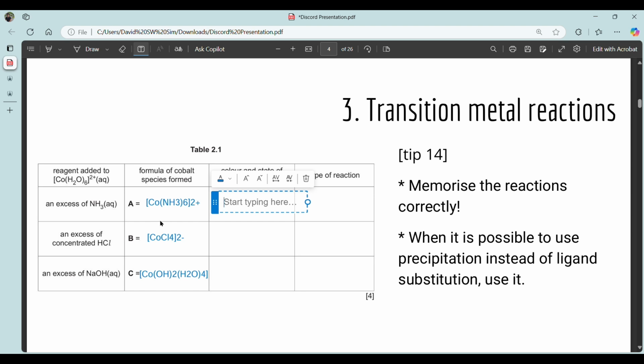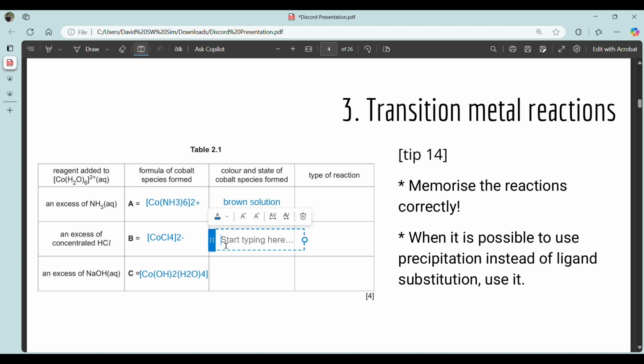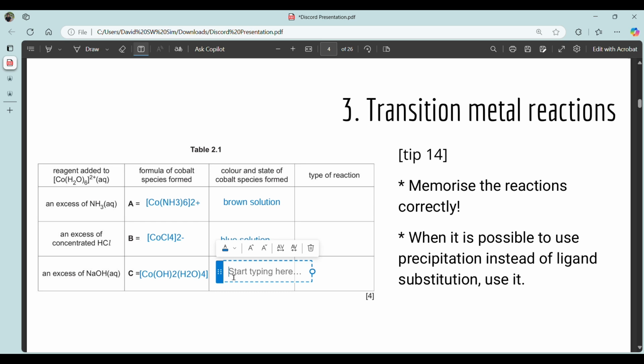So Co(NH3)6 is a brown solution. CoCl4 is a blue solution, and Co(OH)2, OH we have hydroxide, so that means it's a precipitate. It's a blue precipitate. Now the type of reaction.